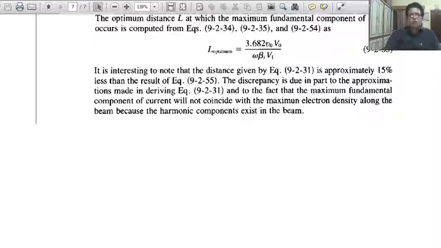So today we derived the expression for the exact value of the distance, that is the optimum value.